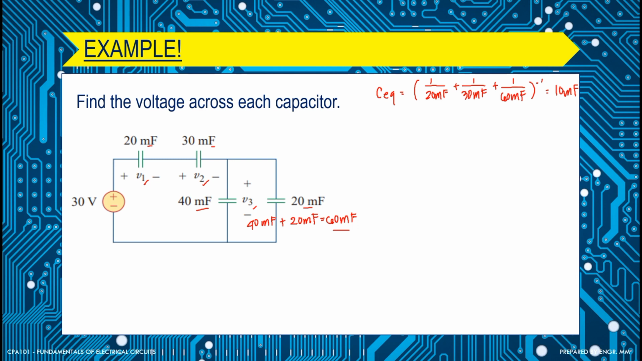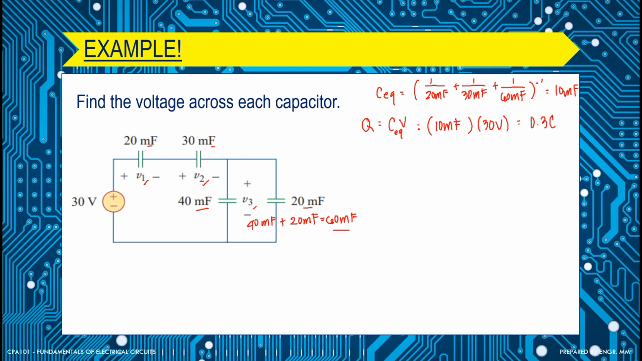Now, to find the voltage, we have to find first the charge, the total charge of this circuit. That's equal to Q is equal to C V. Let's write C equivalent here. So this is equal to 10 millifarad, then multiplied by our voltage source, that's equal to 30 volts. So this is equal to 0.3 coulomb.